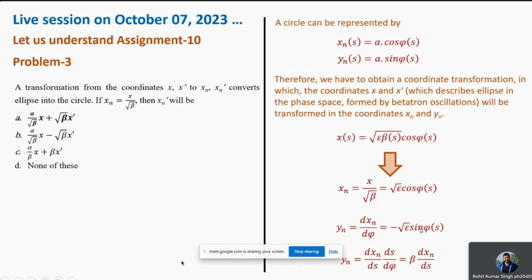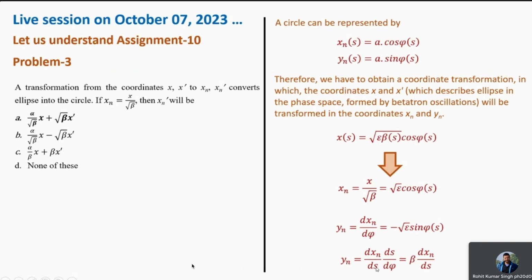Now we will relate these new coordinates with the older ones. So x already has been related. Now what is the y in algebraic form with x? So we have dxn by d phi. And in an accelerator, we always have differentiation with respect to s. So dxn by ds and ds by d phi. This expression can be written down as.